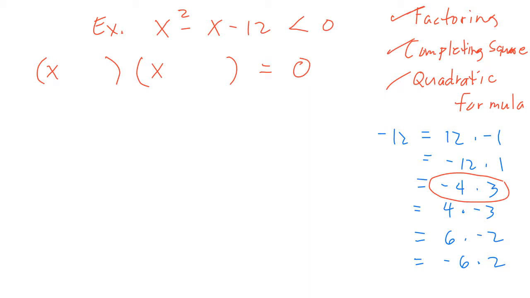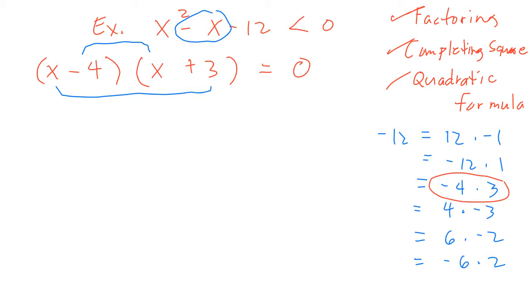Again, -4 plus 3, that's a -1. That gives us the middle term. So I'll use -4 here and plus 3 on the other side. So you can always check by multiplying the inner terms and add that to the outer terms. So it will give you the middle term, which is the -x here. So that's how you check.